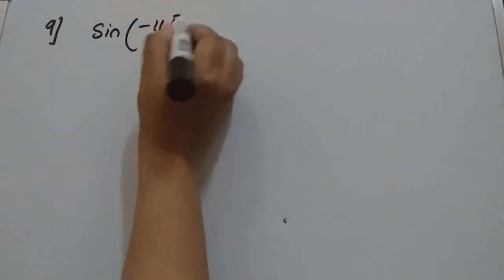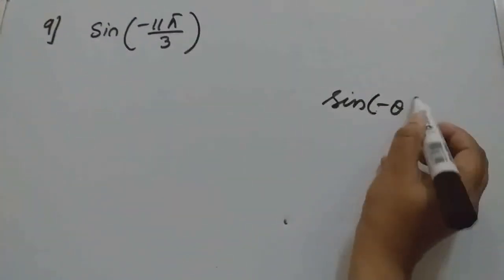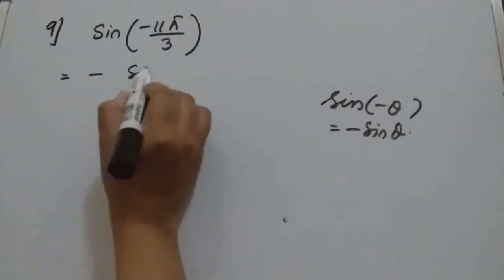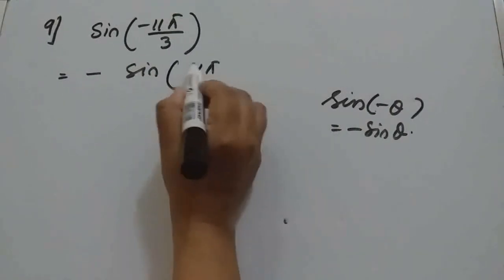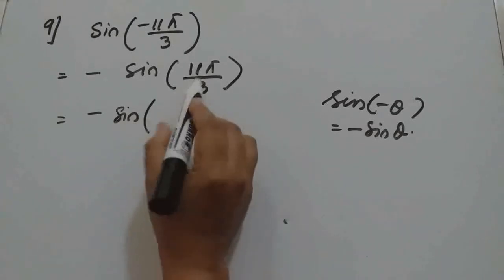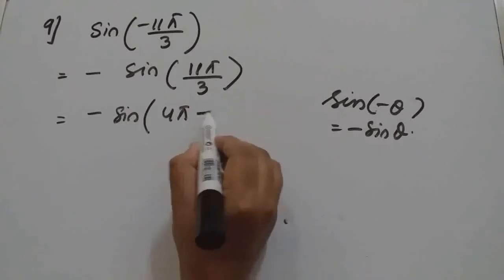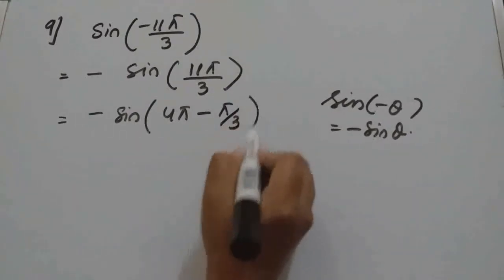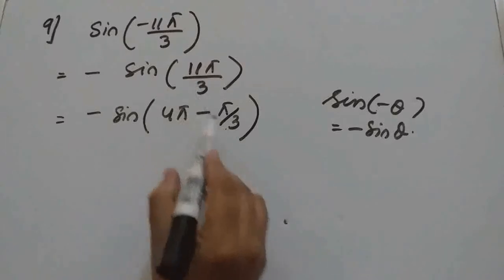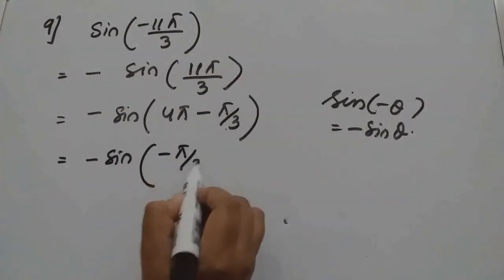Question number 9 is sine of minus 11 pi by 3. Since we know sine of minus theta is minus sine theta, this minus we will take outside, otherwise it will create problems. So 11 pi by 3. Now what can we write here? See how we can split, 4 pi, isn't it? 4 pi minus pi by 3. See, 12 pi minus pi means 11 pi by 3. So this will be sine of minus pi by 3.